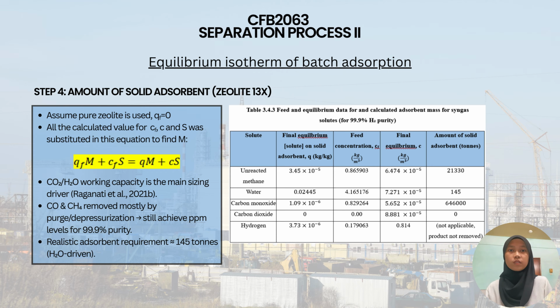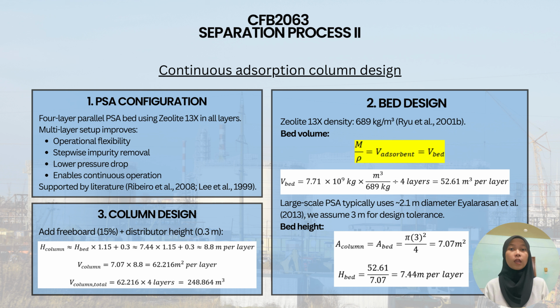In practice, based on literature, H2O is the strongest adsorbing impurity on zeolite 13X and it determines adsorbent sizing. Based on the H2O calculation, a realistic adsorbent requirement per cycle is roughly 145 tons of zeolite 13X. For our PSA design, we use a 4-layer parallel bed arrangement with zeolite 13X. Even though it's a single adsorbent type, the multi-layer setup improves flexibility, reduces pressure drop, and also helps remove impurities stepwise. From the adsorbent mass and density, each bed ends up with a volume of about 52 cubic meters.